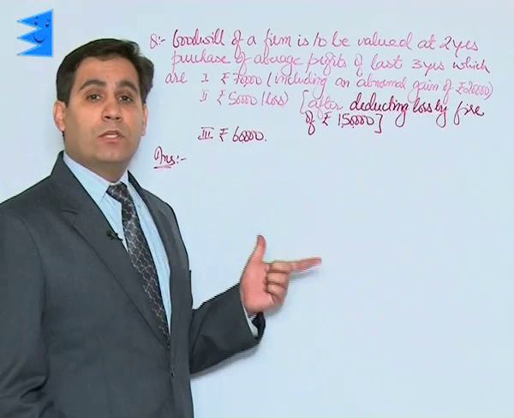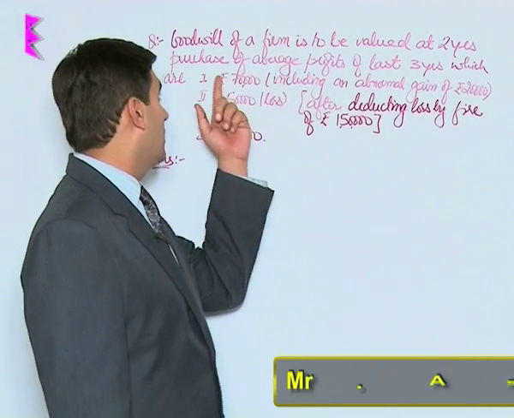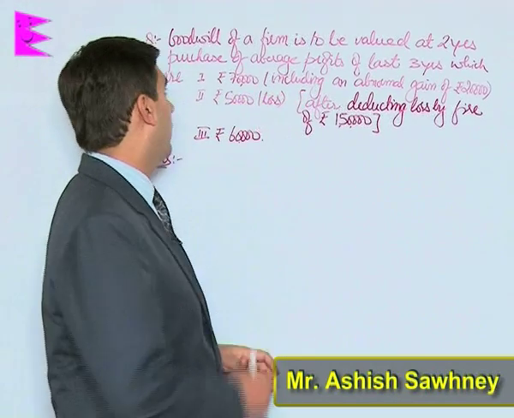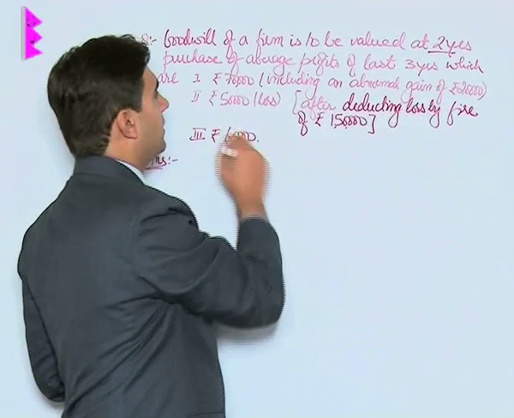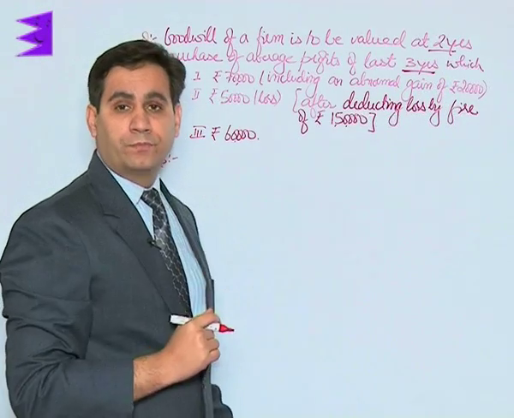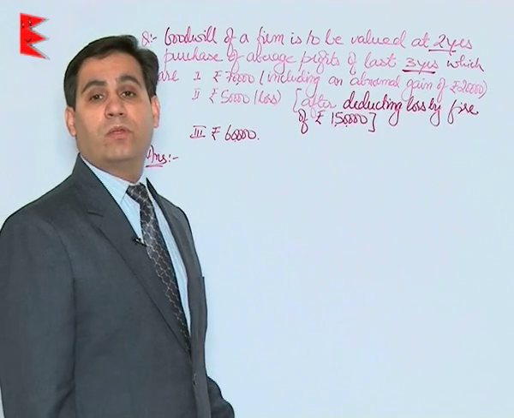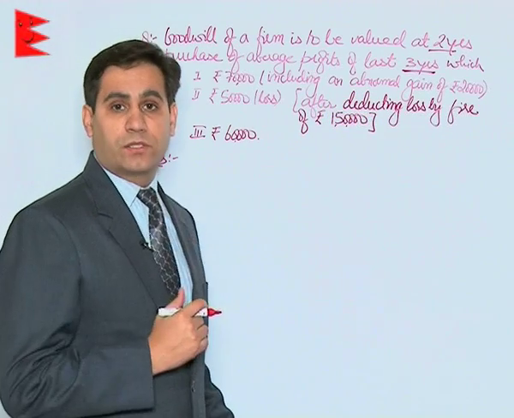Now students, it is a peculiar question based on the average profit method. This question requires us to calculate the goodwill of a firm at 2 years' purchase of the average profits of the last 3 years, which are given here. Now remember, there are certain abnormal items mentioned in front of certain years.